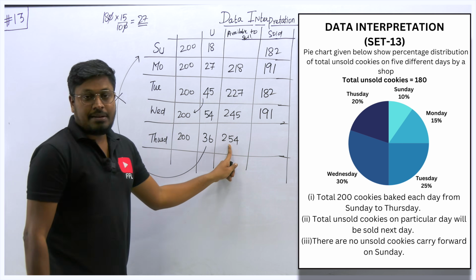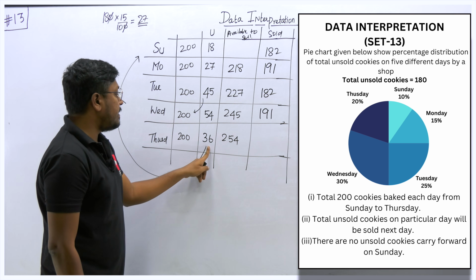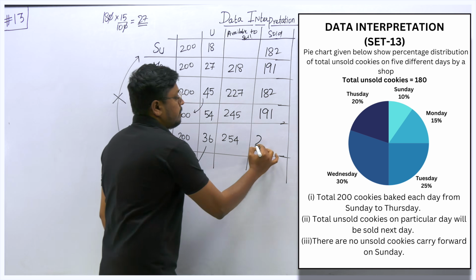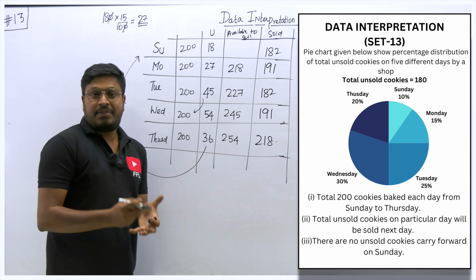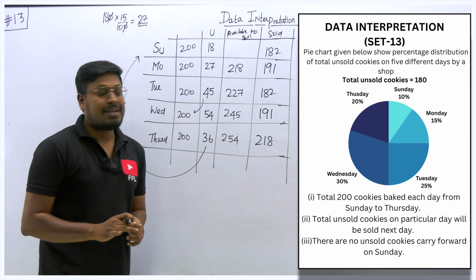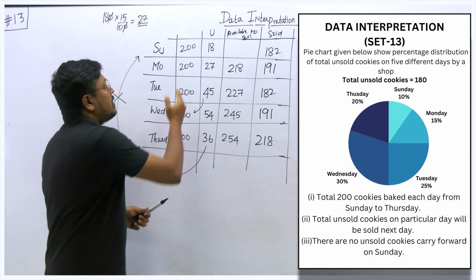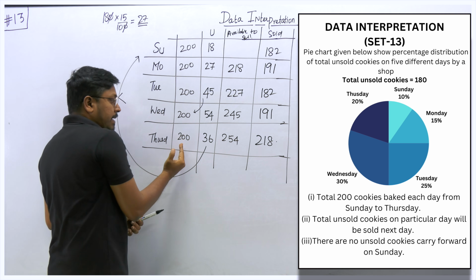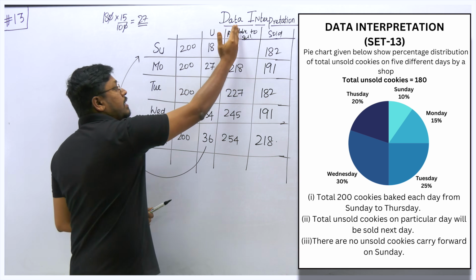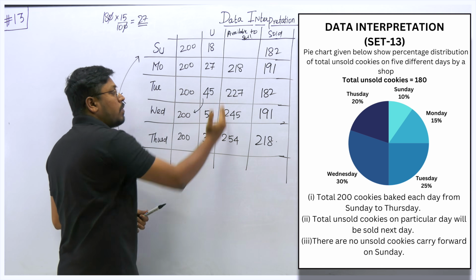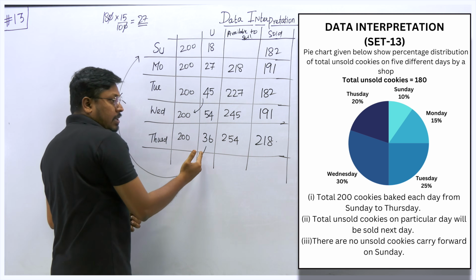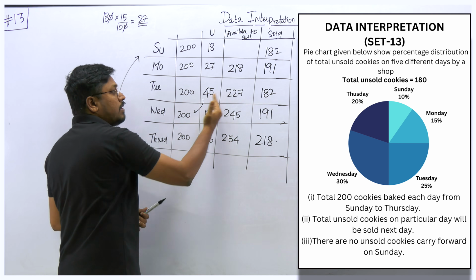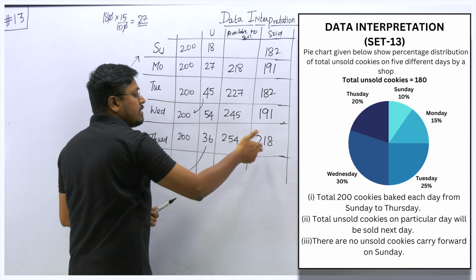So the total available, 254 minus 36 will be 218. Yes, that's it. So finally we framed a new tabular column which contains all the values: the total number of cookies that was baked, and the total number of cookies that was available to sell. Out of this availability, this many cookies were unsold. When you subtract these two values, the result will be the total number of cookies that was sold.